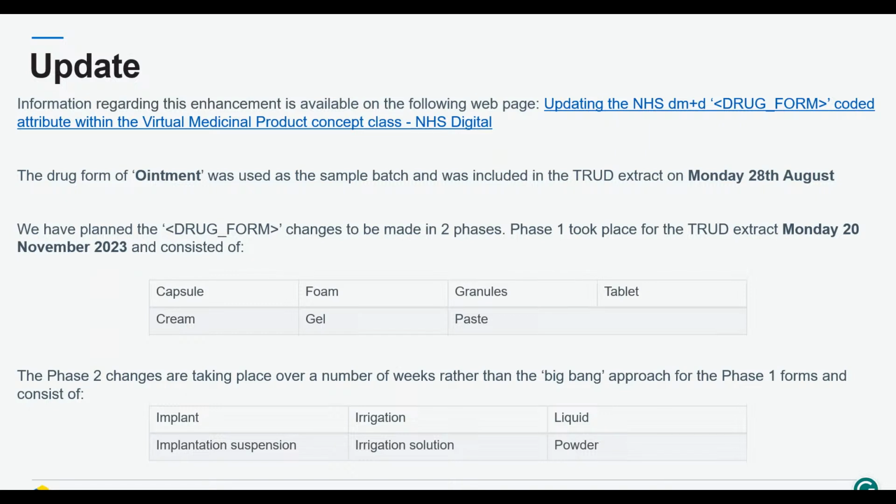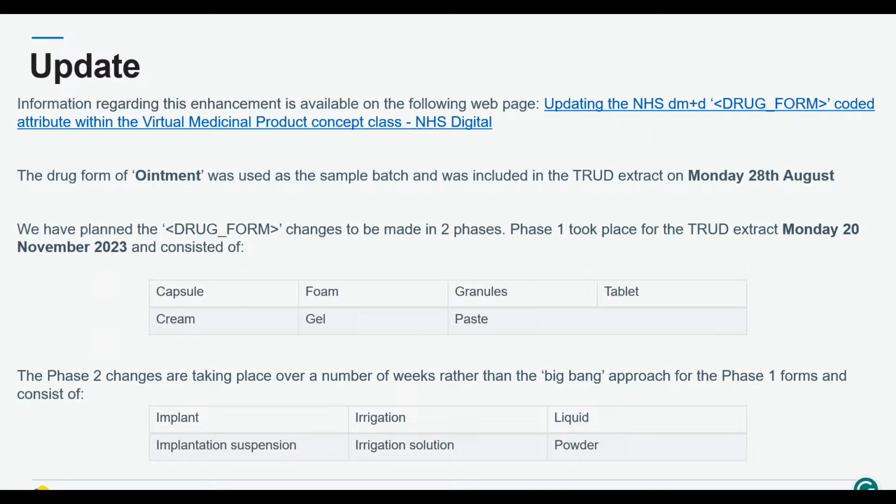So for example, in the phase 1 changes, you can see where we've got capsule and tablet, those drug forms will all remain in DM&D, but we will have created some new drug forms. For capsule and tablet, we created oral capsule or oral tablet, and vaginal capsule and vaginal tablet. And that more granular information now sits in DM&D.